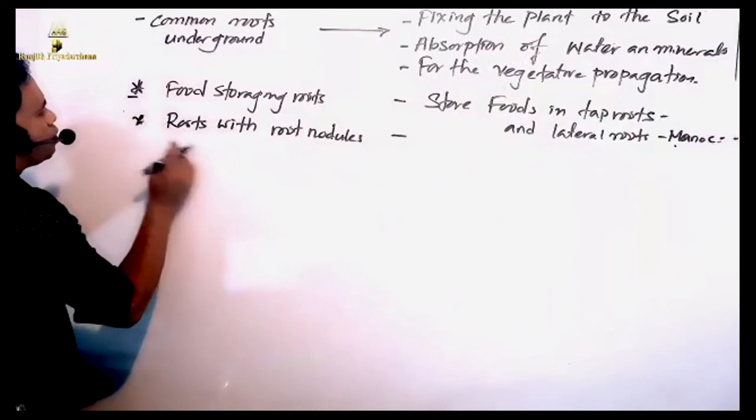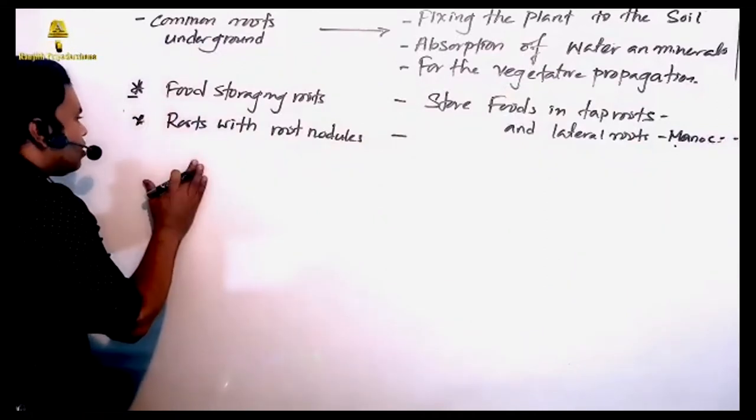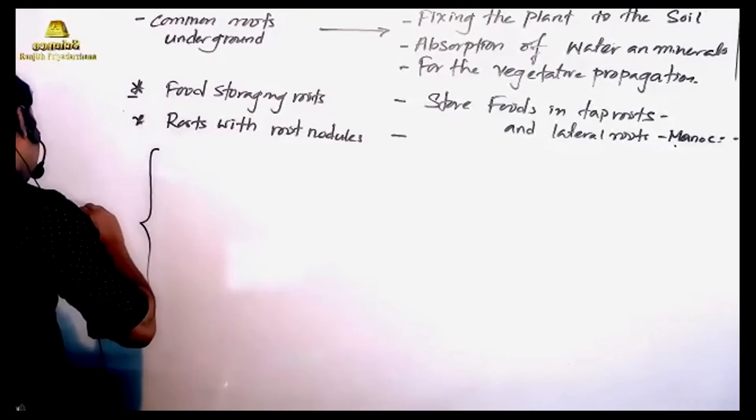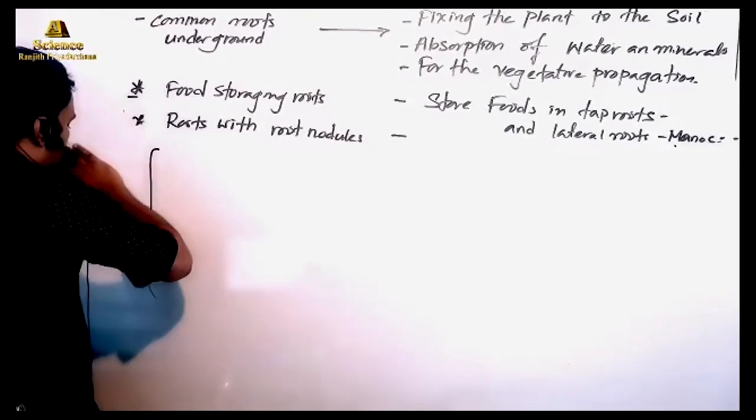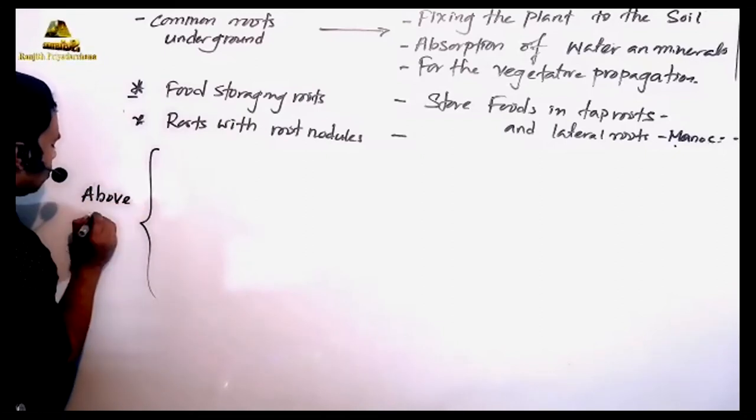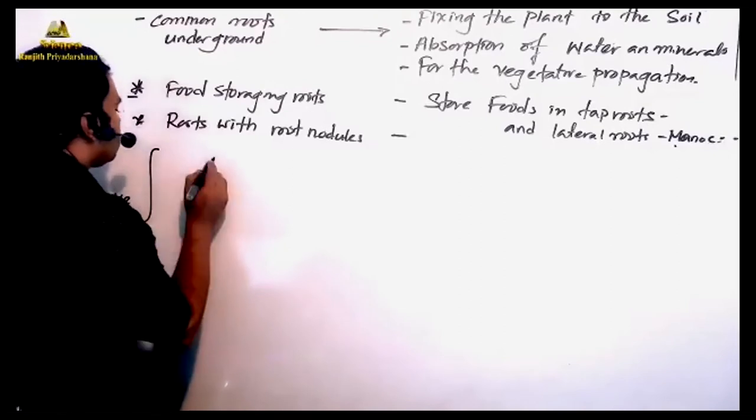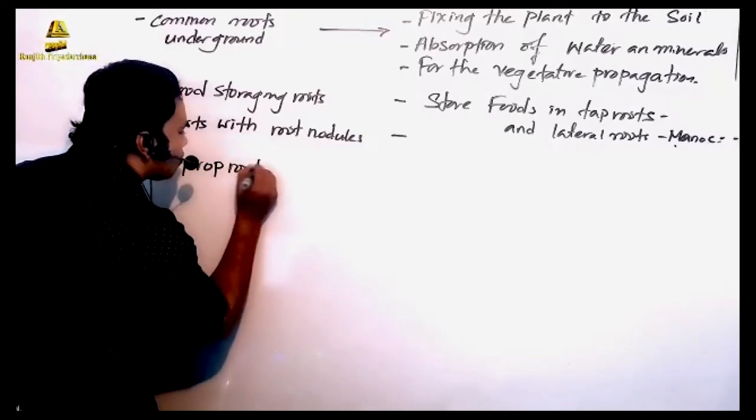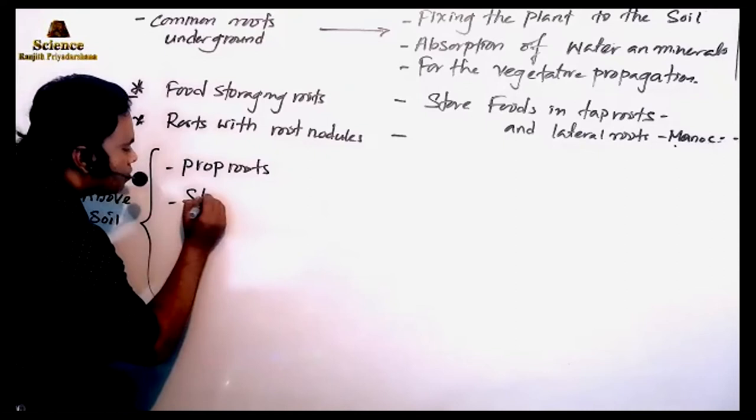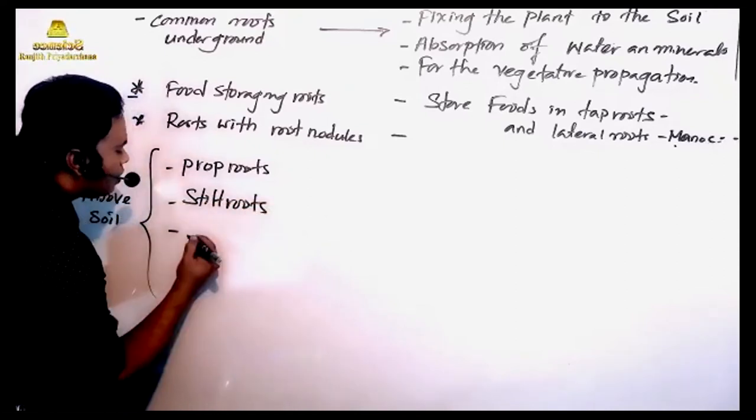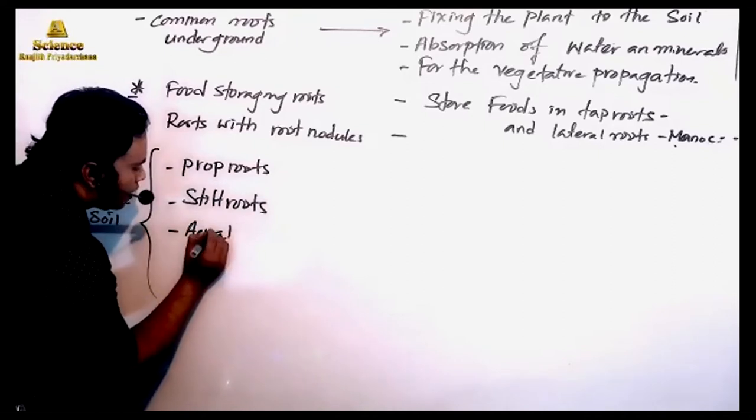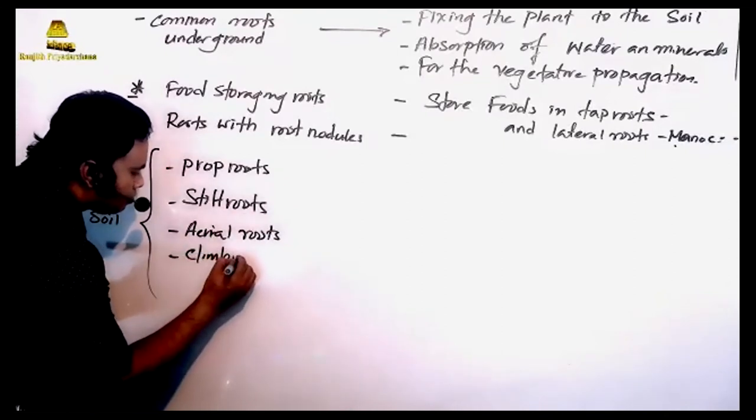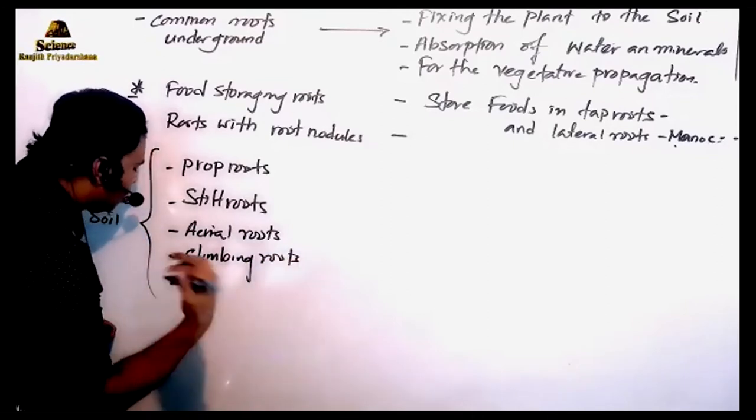The next special type is above soil roots. Above soil type. So that's above soil special roots. Prop roots. And you learnt the next one: stilt roots. Aerial roots. Climbing roots. And finally, respiratory roots.